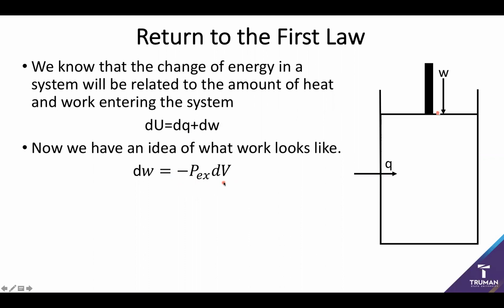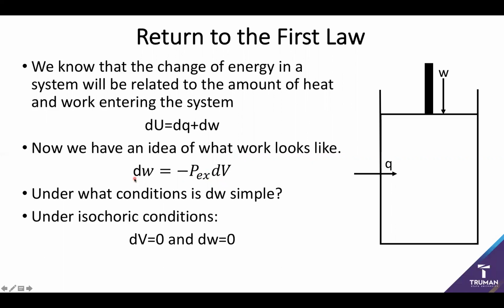However, if I'm trying to examine the change in energy and specifically the change in heat of the system, we want to try and make our work expression as simple as possible. So what conditions are going to make this simple? Well, turns out I already gave you the hint. Isochoric conditions. Because what happens if we hold the volume change as constant? Well, then dV goes to 0. So then my work expression goes to 0, and we get a beautiful set of conditions.